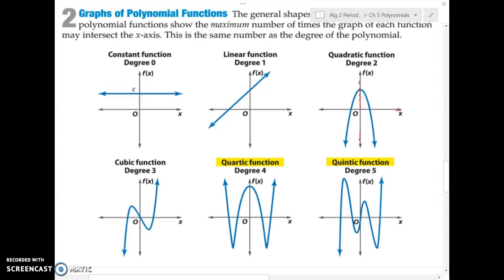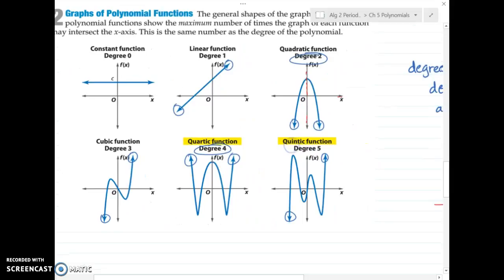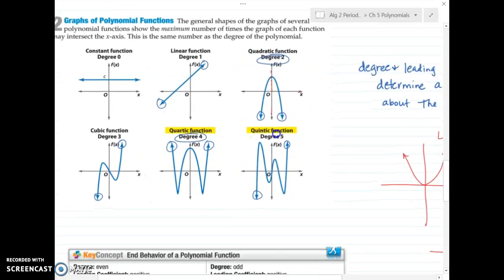Okay, so I want you to notice some patterns. Look at the even functions, the degree 2 and the degree 4. Look how both ends are either up or both ends are down. That is always true. If it has even degree, it's either both up or both down. When it's odd degree, one is up and one is down. You can even see that from our lines. One end is up and one end is down. So that's a pattern. I just love how God puts all these patterns into nature and then we discover them.